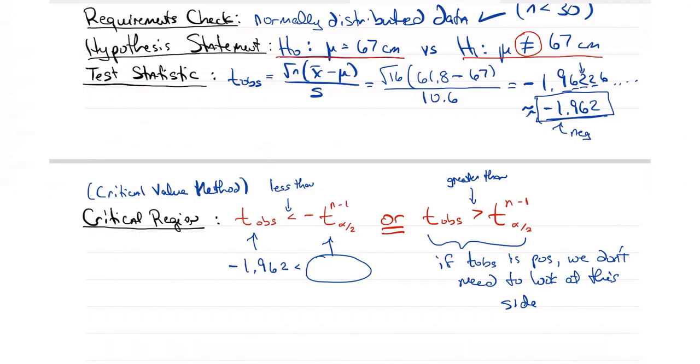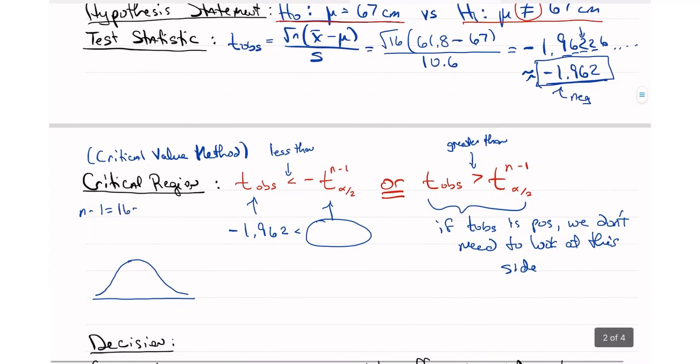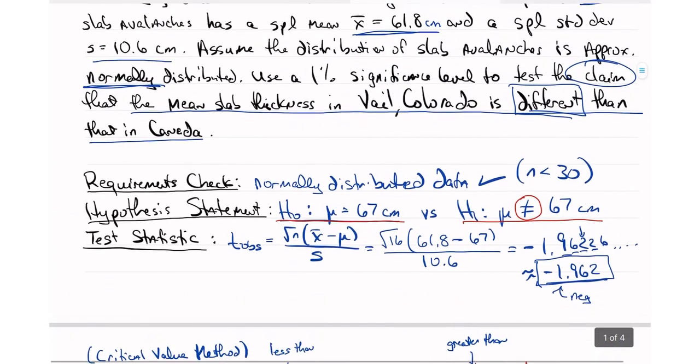So how do we find this t alpha over 2, n minus 1? Well, n minus 1: we look at our n, which is 16. So this is going to be 16 minus 1 equals 15. This is our degrees of freedom, equals 15. That tells us what row to go to. Now, alpha over 2, it says use a significance level of 1%.